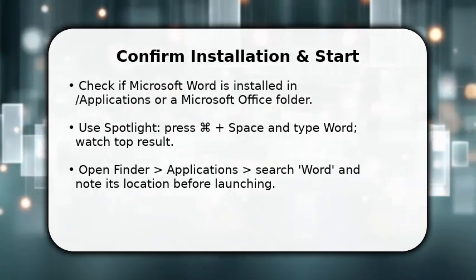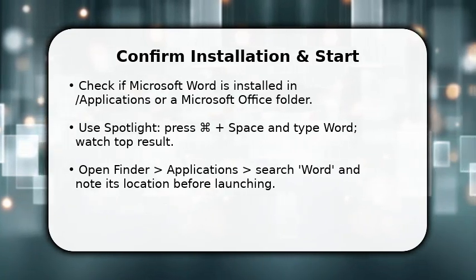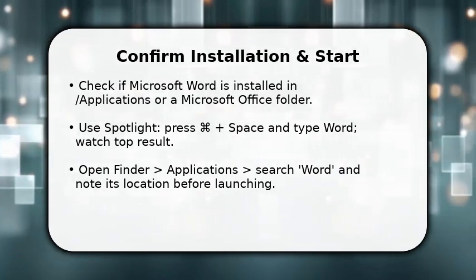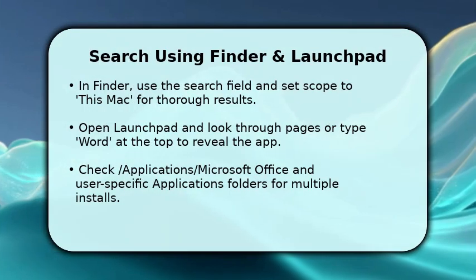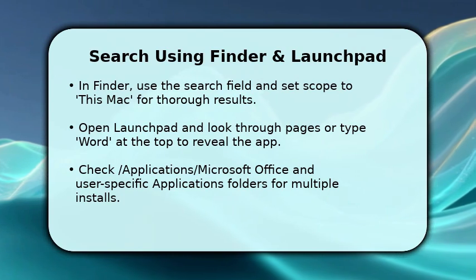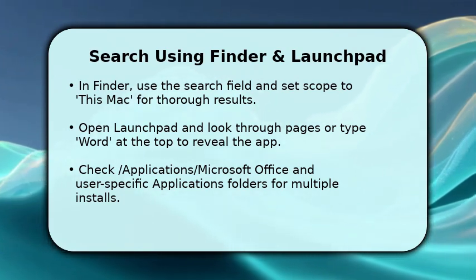Now dig deeper using Finder and Launchpad. In Finder, type Word in the search field and make sure the scope is This Mac. This finds copies outside /Applications. Open Launchpad for an icon-driven view. Type Word at the top to filter quickly.